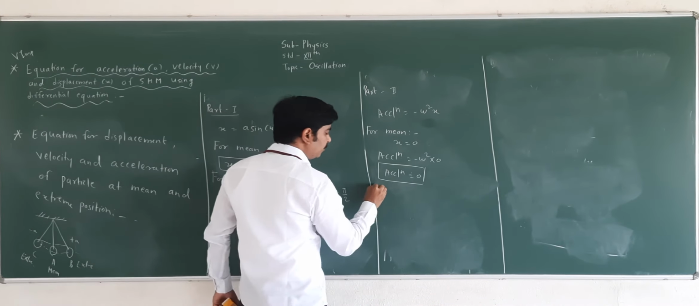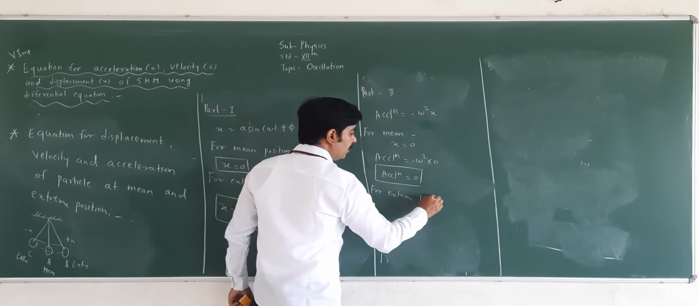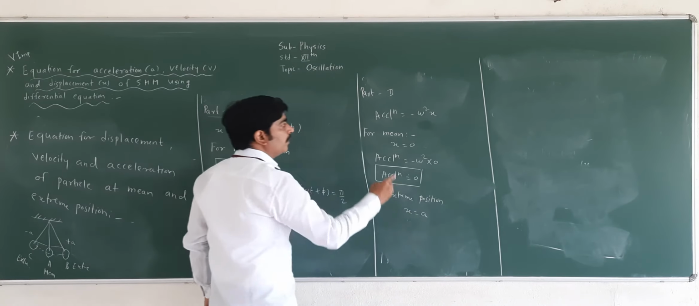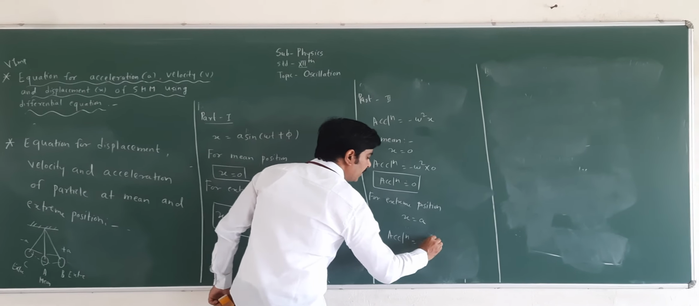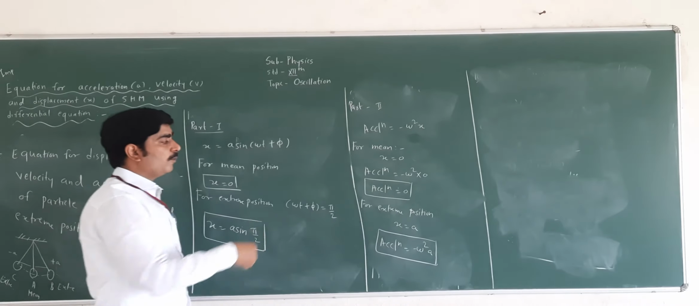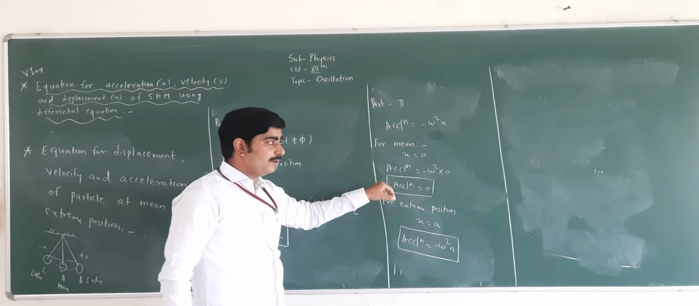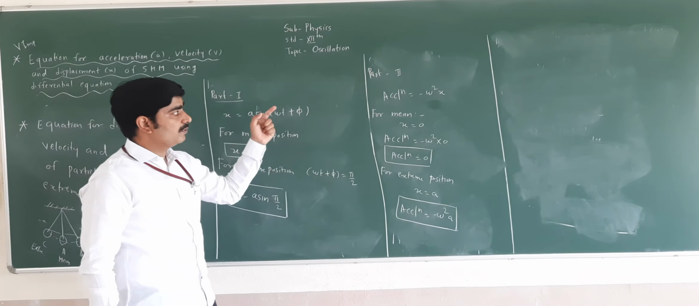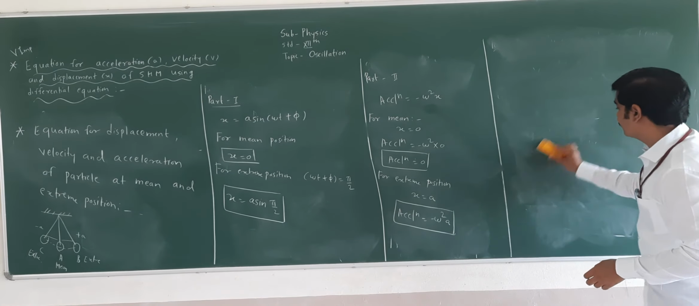For extreme position, what do we have to do? Put x is equal to A. So acceleration is equal to minus omega square into A. So what can we conclude from this equation? We can say that the acceleration of the particle is minimum at mean position and maximum at extreme position. So this is the equation for acceleration at its mean position and at extreme position.